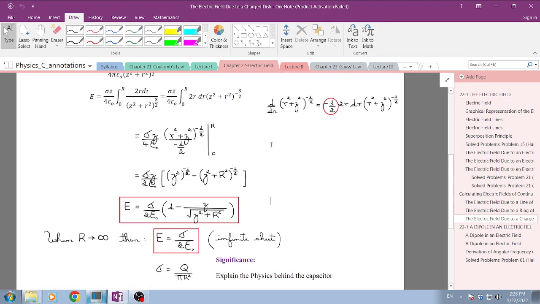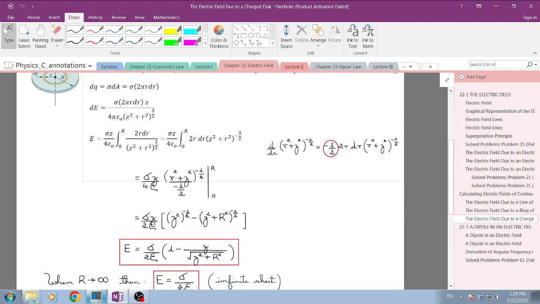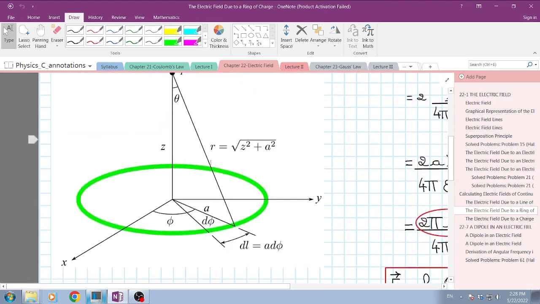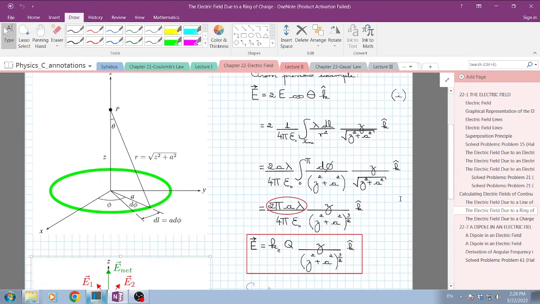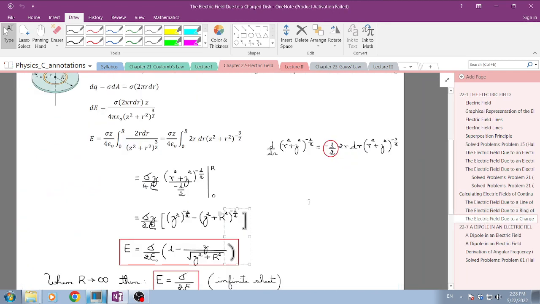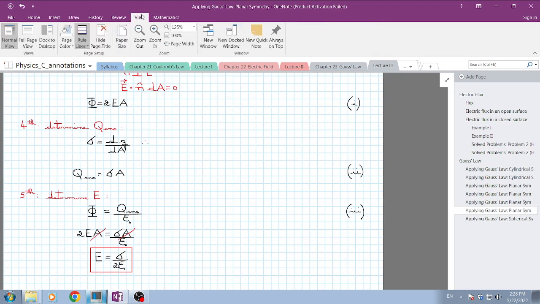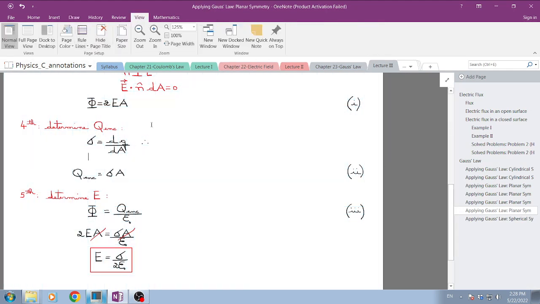Here, take a look. This gave us a lot of trouble. We had to start with the electric field for a ring, and you derive one for the charged disk. That was very complicated work. But here, no, it's actually way easier using Gauss law.